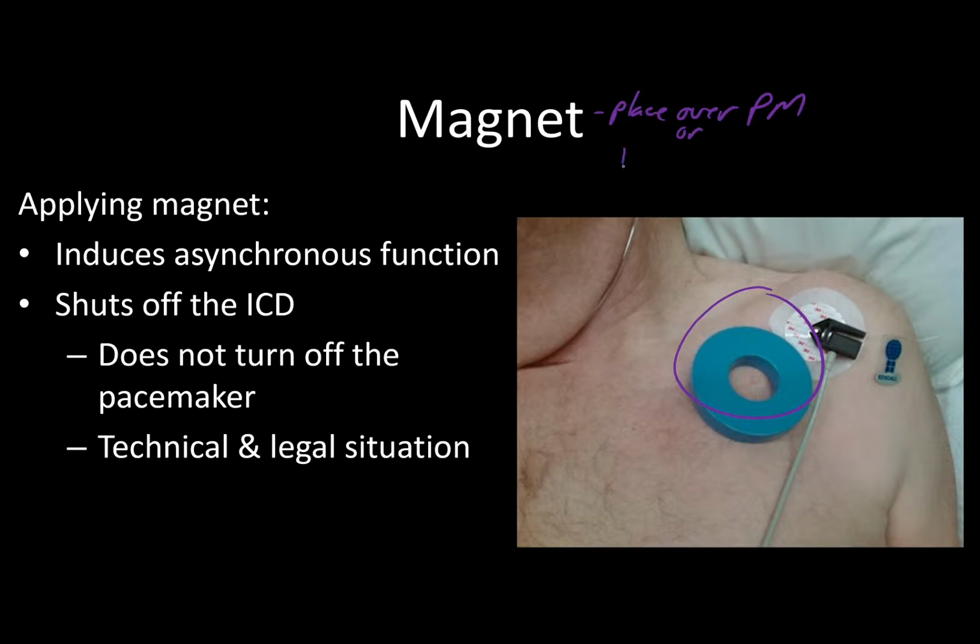Or over their ICD. And this is the reason why I'm talking about this right now. When you apply the magnet, it does two different things. If the patient has an ICD, it shuts it off completely. So if you have a patient where the ICD is firing, whether appropriate or otherwise, placing the magnet there turns that off, and the patient will no longer receive those defibrillating shocks, the ones that really hurt.